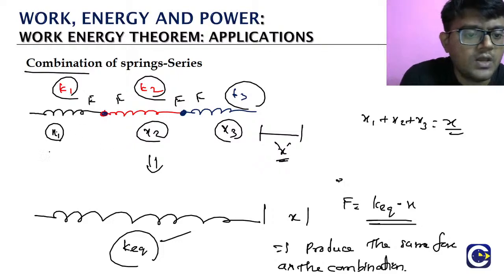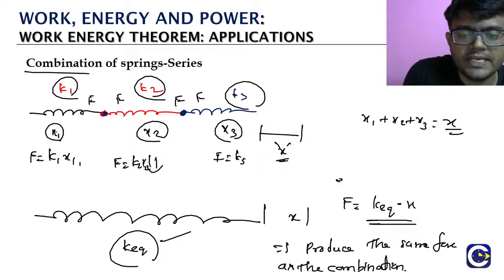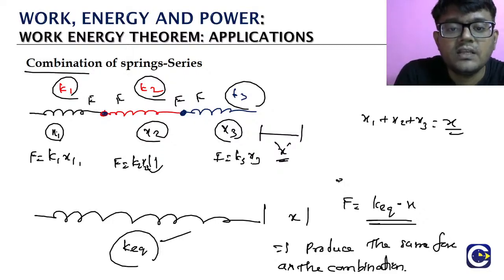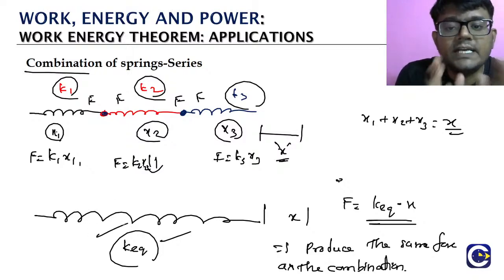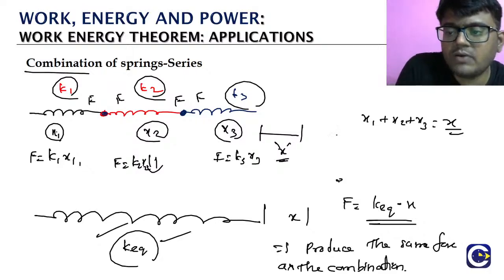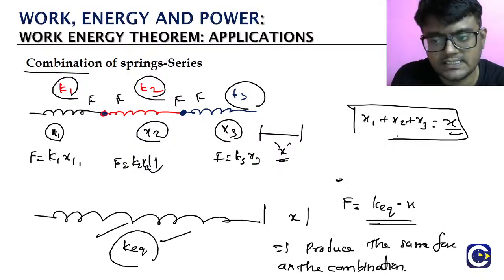What is the relation? F is equal to k1 into x1. Similarly, F is equal to k2 into x2, and F is equal to k3 into x3. Now we try to find the equivalent spring constant of the combination. We have one relation: x1 plus x2 plus x3 is equal to x.